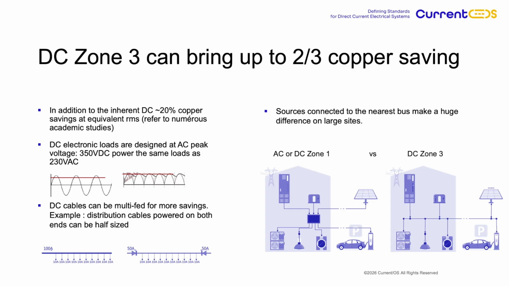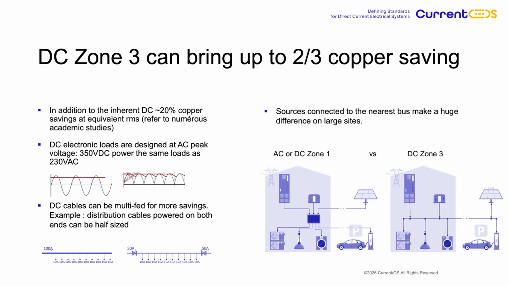Finally, unlike AC or Zone 1 setups, where all sources must route energy to a main panel before being distributed to loads, Zone 3's ultra-fast electronic protections allow energy to be injected or drawn from the bus at distributed points. So this distributed energy approach drastically reduces cable length. When comparing diagrams of AC and Zone 3 topologies, the reduction in cabling on the Zone 3 side is immediately apparent. You can see on the right-hand side of the slide two diagrams, AC or Zone 1 and Zone 3. Zone 3 has fewer cables than AC, it is obvious.